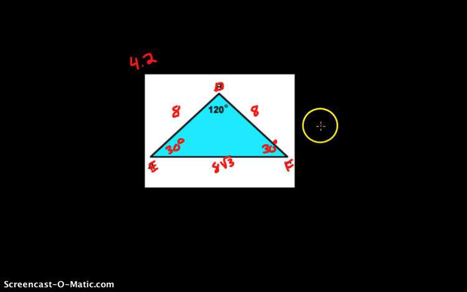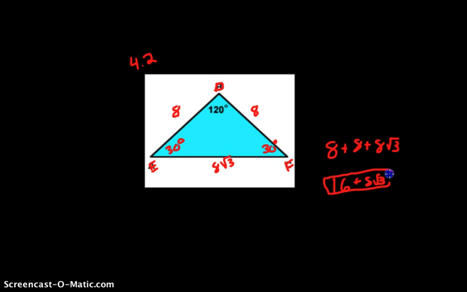Because it's just the perimeter of the triangle, it's just the length of the outside. So it's going to be 8 plus 8 plus 8 root 3. That's going to equal 16 plus 8 root 3. And that's the perimeter. It's very simple.